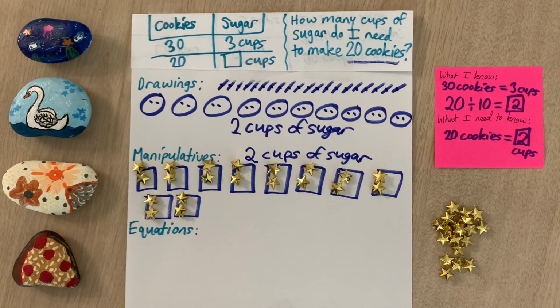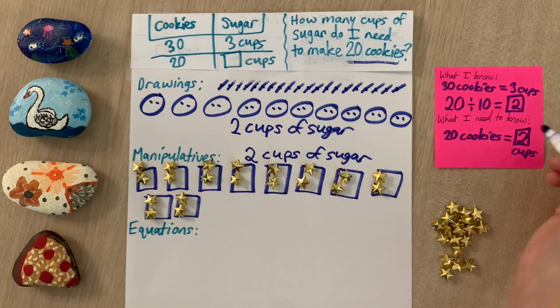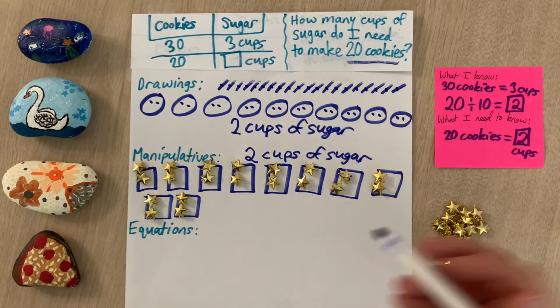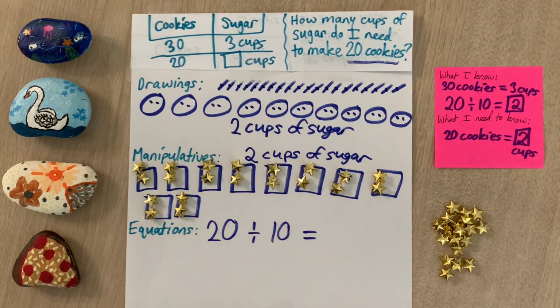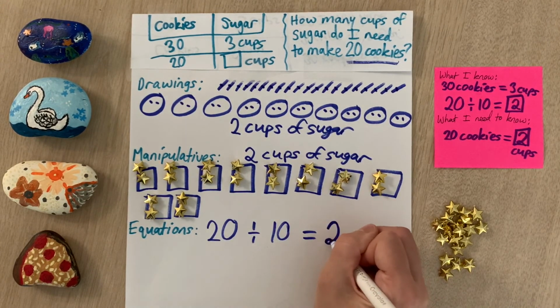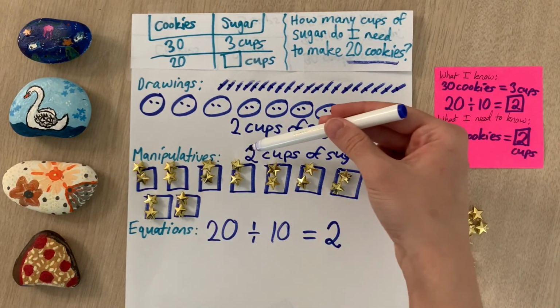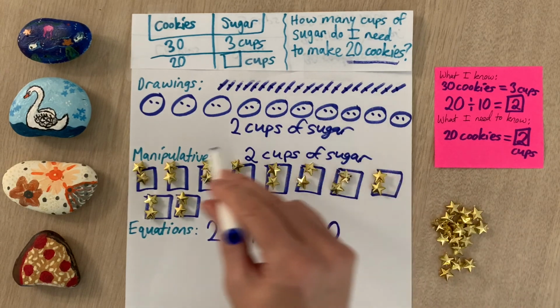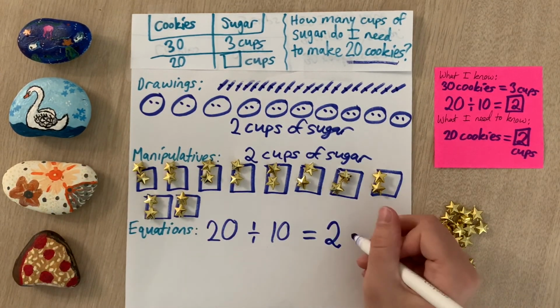Now there is one last way that we could try, and that is using equations. So here we have 20 divided by 10, and we had already solved this through our drawings and manipulatives, but 20 divided by 10 is our equation. And if you know your division facts, then you know that 20 divided by 10 equals 2. And even if you don't know your division facts, that's also okay, because we found that the answer was 2 using both our manipulatives, our gold stars or beans, as well as using our drawings. We found 2 cups of sugar for that too.